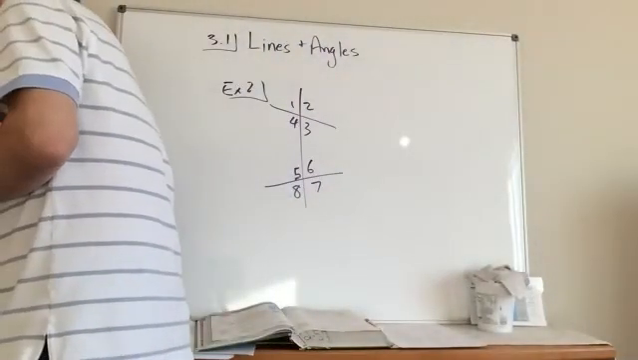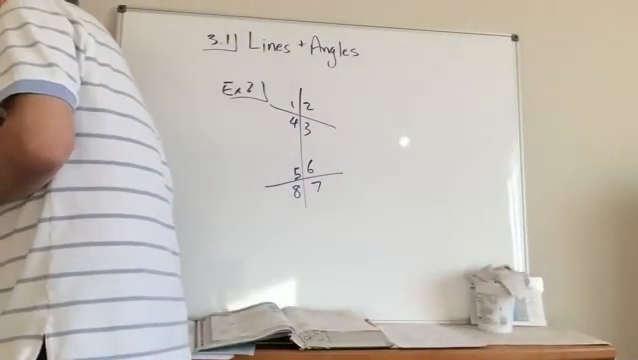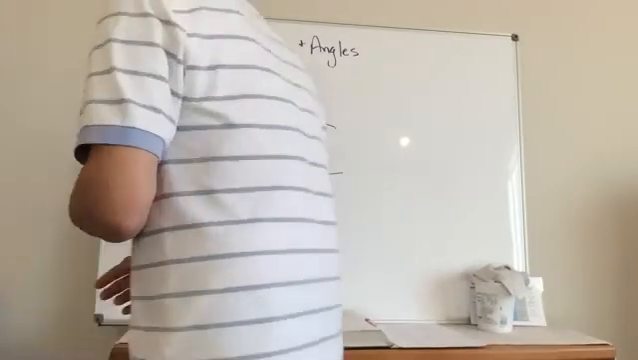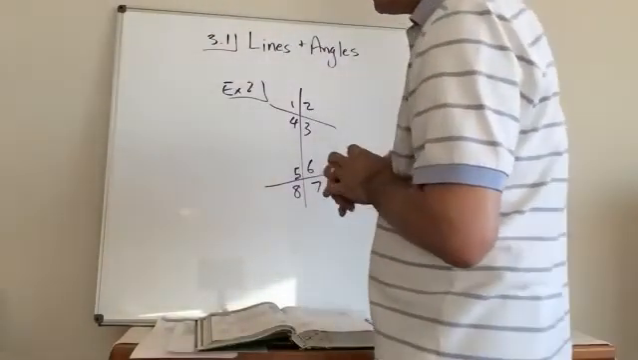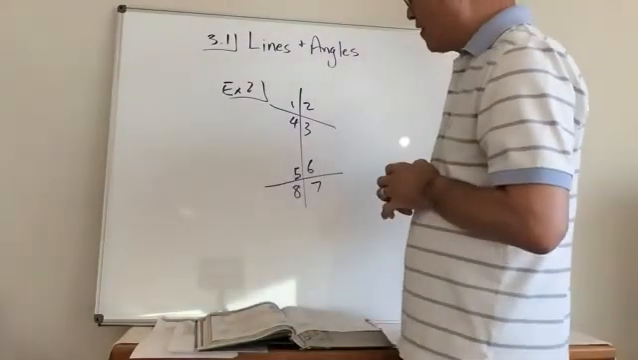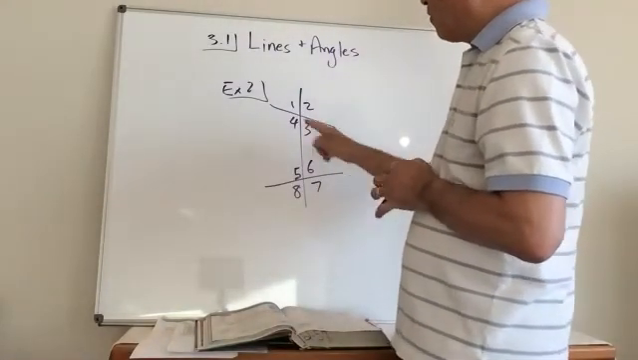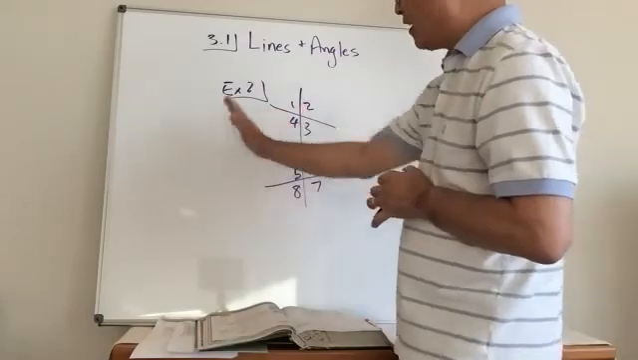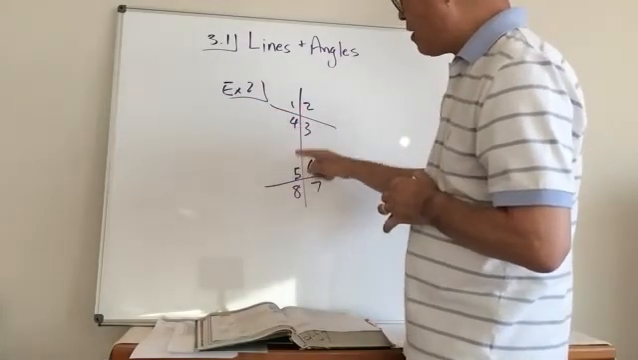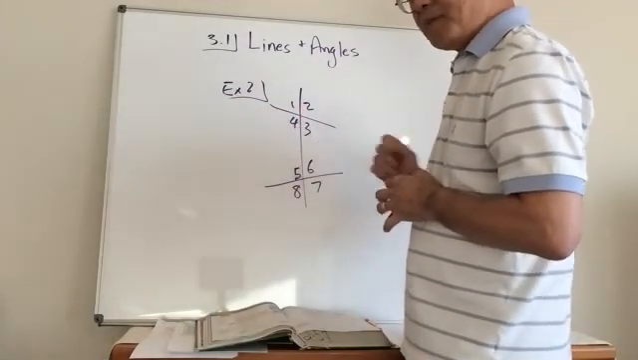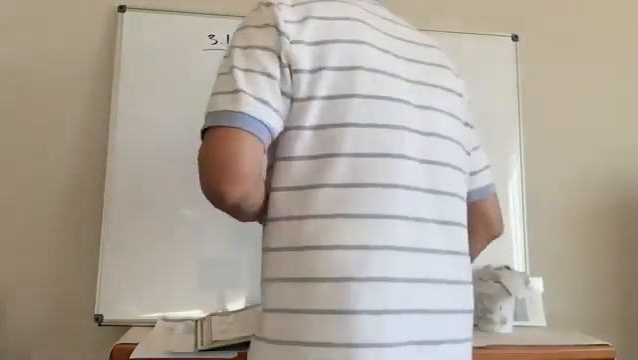McKenna. Wait, which ones? Same side interior. 4 and 6. 4 and 5, same side. Oh. Side. 4 and 5, 3 and 6, okay? All right. Good. Let's move on.